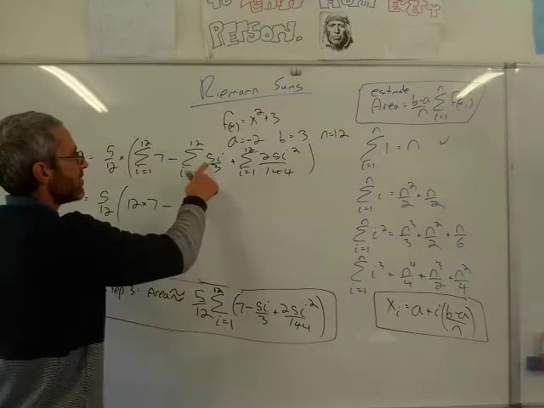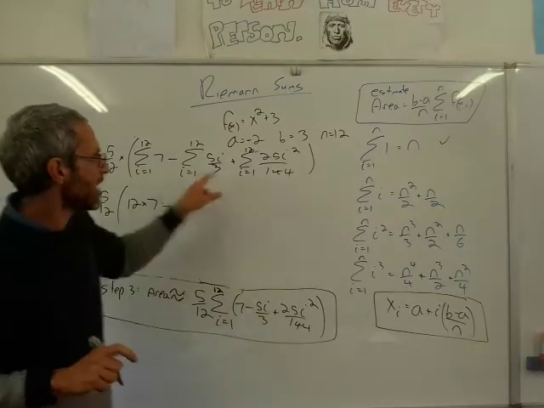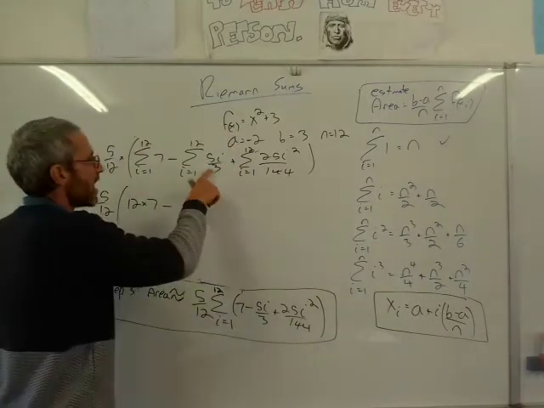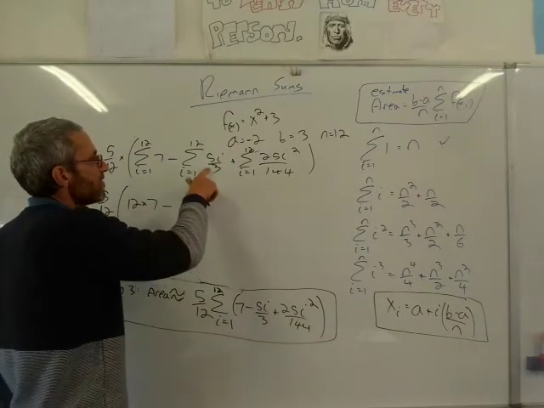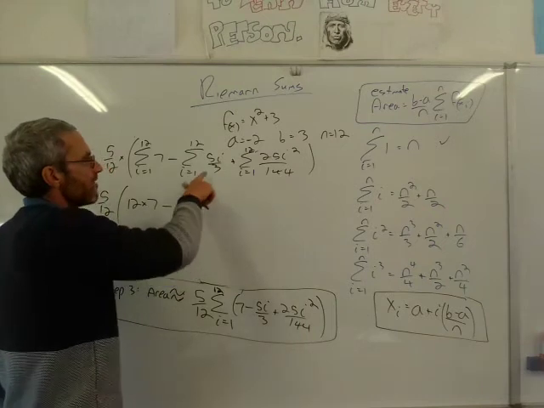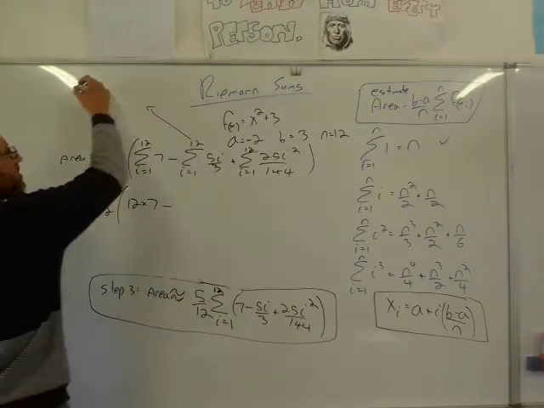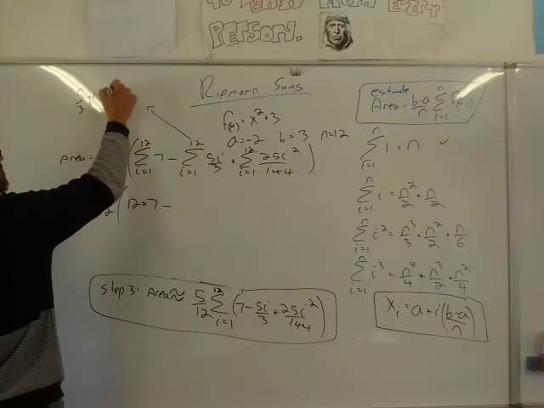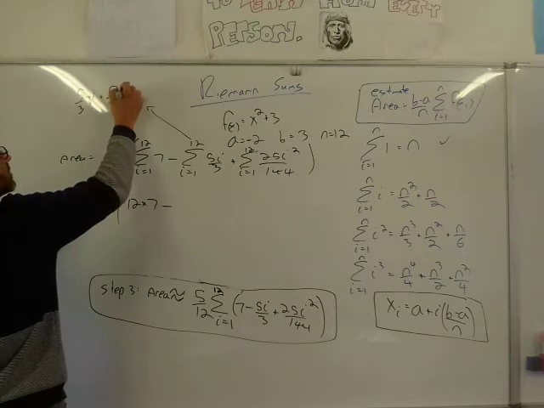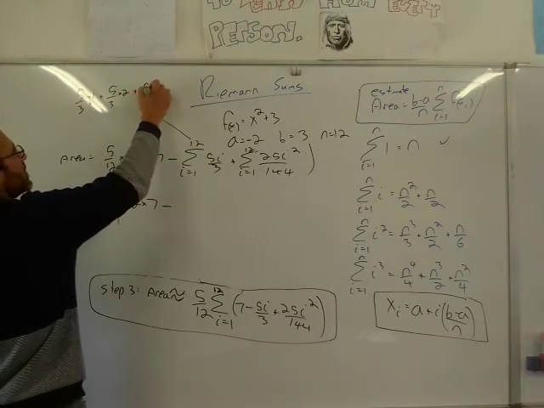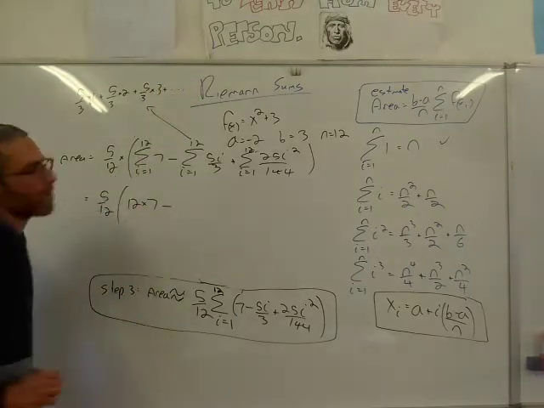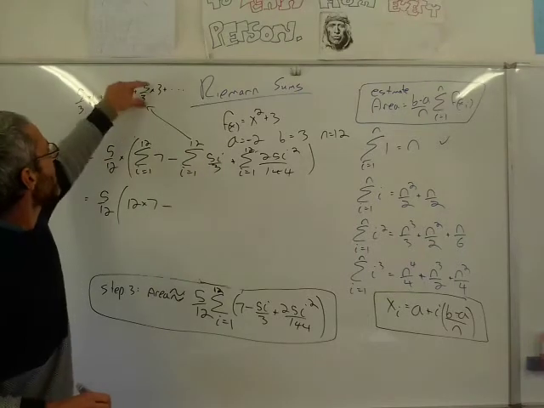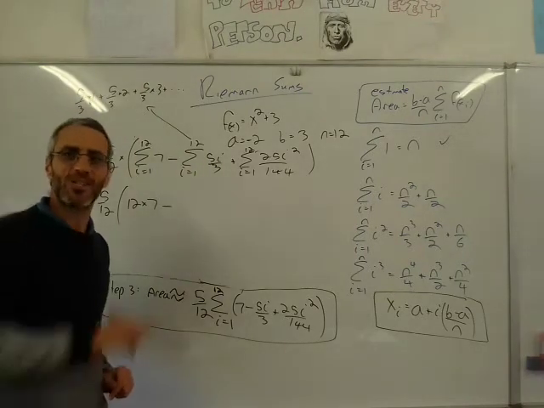Next one, I've got 5i over 3. Well, I don't have anything with 5i over 3 inside the sum. But think about it, that 5i over 3 is like 5 over 3 times i. I'll just write it down here. This is 5 over 3 times 1, plus 5 over 3 times 2, plus 5 over 3 times 3, plus and so on. So I'm always multiplying 5 over 3 by the i, so I can get the 5 over 3 outside of the summing sign.